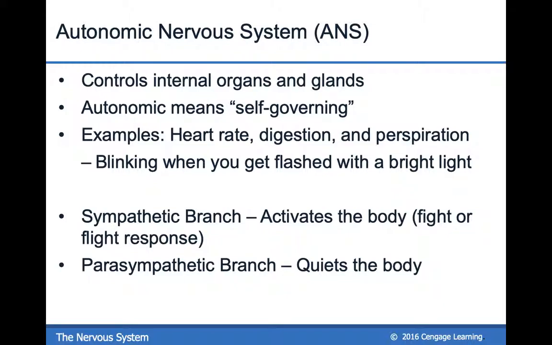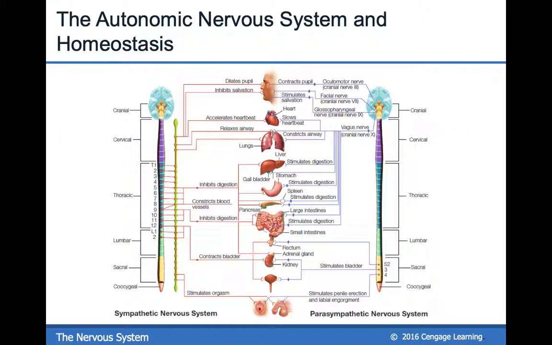And this has 2 subcomponents: our sympathetic and parasympathetic branches. Your sympathetic branch is your fight or flight response, and that activates the body to fight off a stressor. And your parasympathetic branch quiets the body down afterwards. So here's a really nice, though very complicated, diagram of the autonomic nervous system, again with the 2 parts.